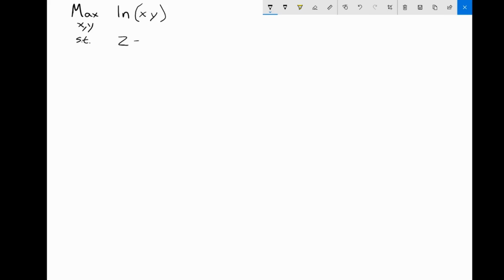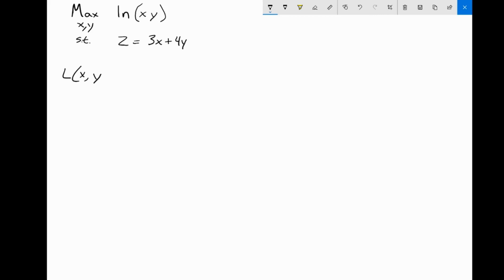Subject to a constraint of z equals, what should our constraint be? Let's do 3x plus 4y. Now if you're a student, you'll recognize this is pretty much just the same thing where alpha equals 3 and beta equals 4, but we're just going to do it again to get some good practice. Okay, first step, set up the Lagrangian.